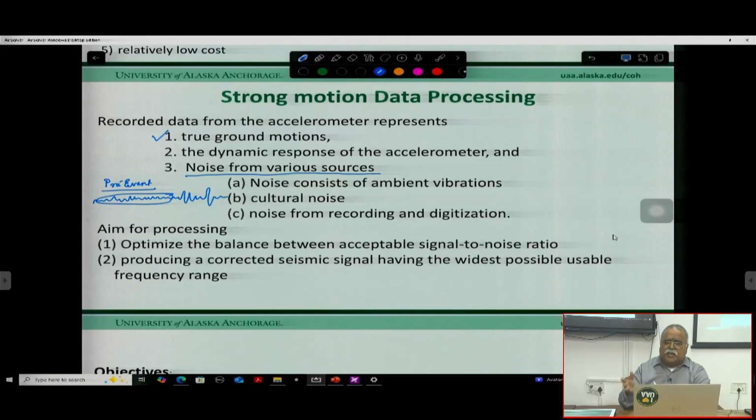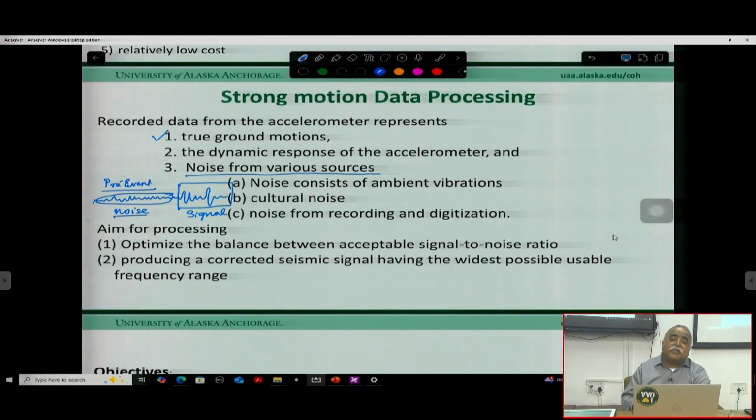So that noise is due to site phenomena, cultural noise, traffic noise, or any other noise in an urban setup. That is the pre-event noise. We need to separate it out from the actual event data, right? So that's the actual event. This is what we call the signal, because that is what we are interested in. And this is your noise.